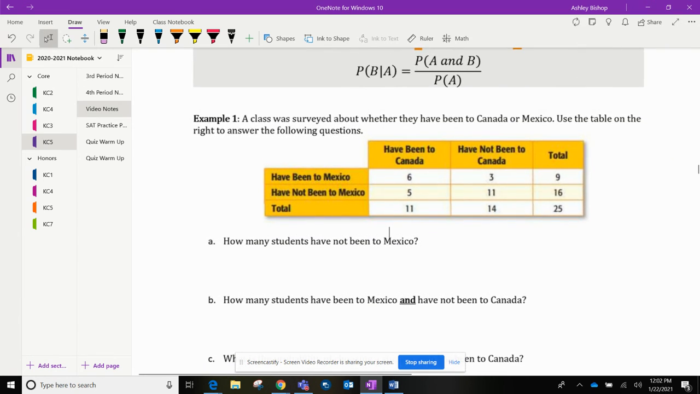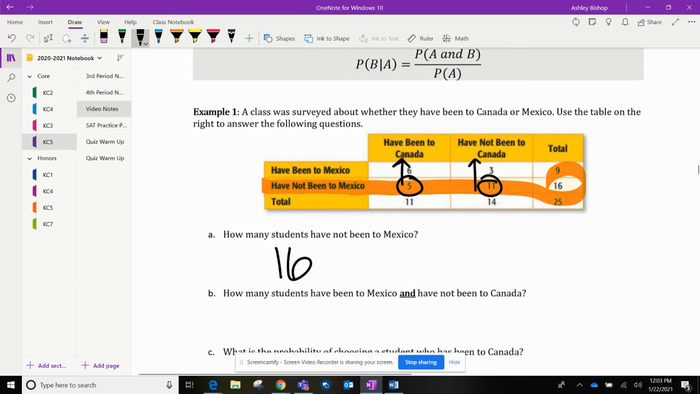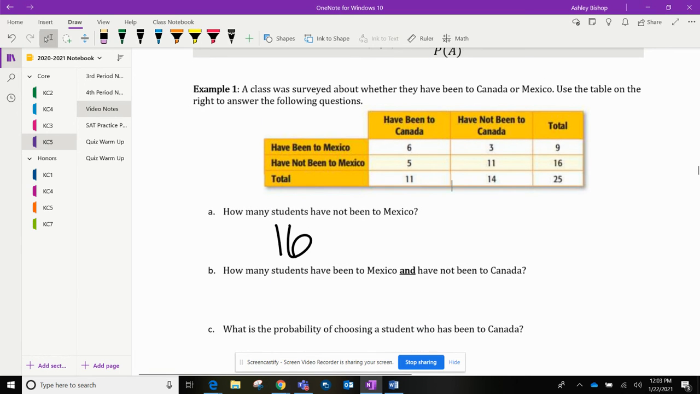Now we're going to answer the questions. How many students have not been to Mexico? I'm just looking for one answer. Well, here's my have not been to Mexico column, and I'm going to go all the way across to the total column. 16 total kids have not been to Mexico. There are 5 kids that have not been to Mexico but have been to Canada, and there are 11 kids that haven't been to either, but together there are 16 kids that have not been to Mexico.